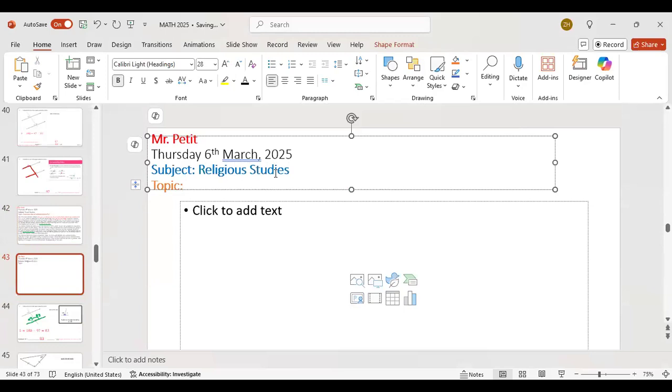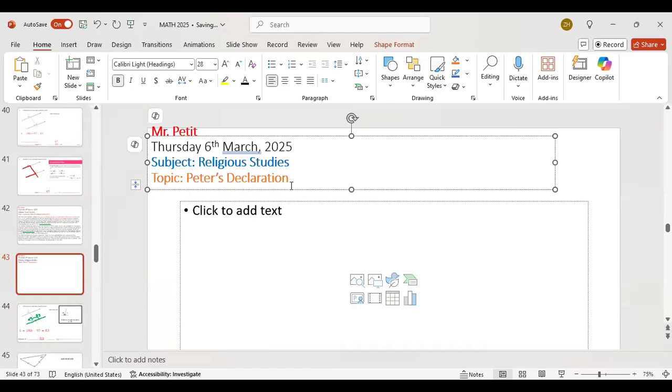Okay, so the topic for the day is going to be Peter's declaration. Has anyone of you done this before? Peter's declaration? I don't think so. No, sir. I'm pretty sure y'all did this. The scripture reference is taken from Matthew chapter 16, verses 13 to 20.